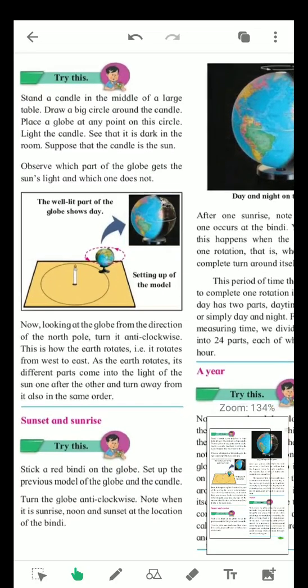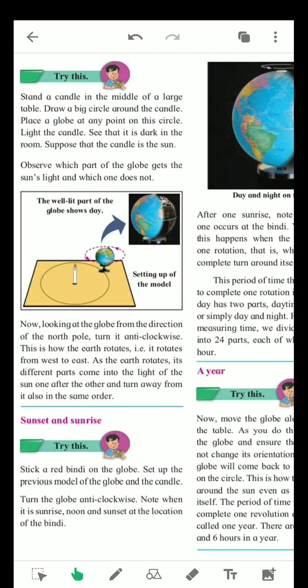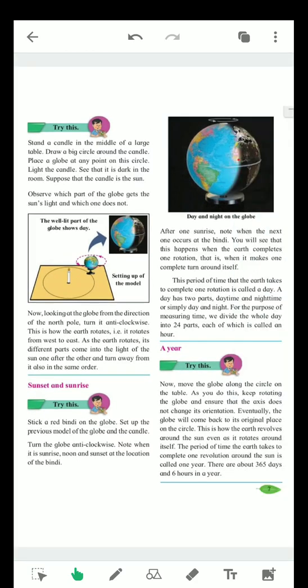Try this. This is another experiment. Stick a red bindi, which means a point, which is here, as you can see the red dot. Set up the previous model of the globe and the candle. We have to set up this model again with a bindi on the globe. Turn the globe anti-clockwise. Note when it is sunrise, noon, or sunset at the location of the bindi.